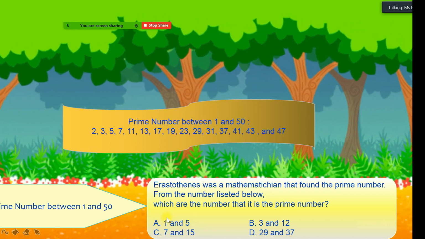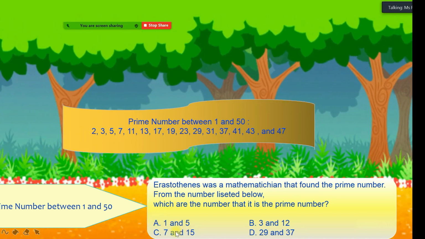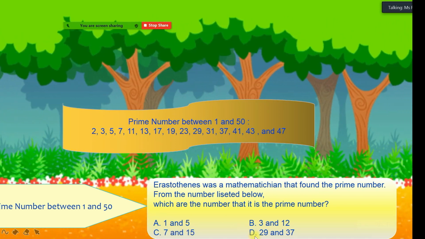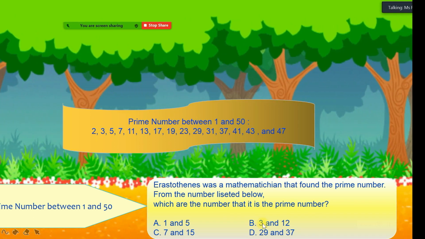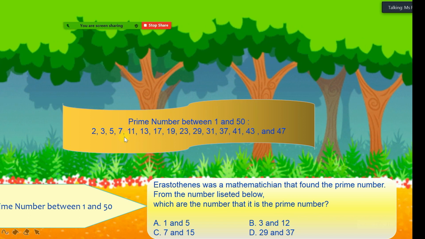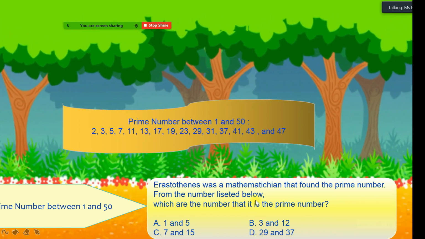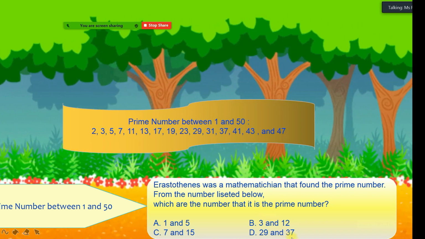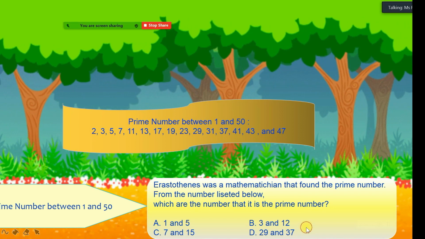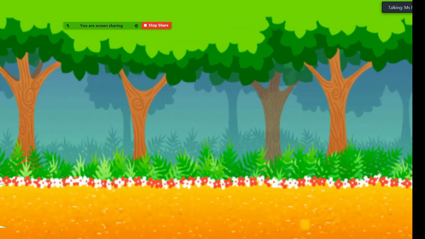1 is not a prime number, so A is not the answer. 7 and 15: 15 is not a prime number. 3 is a prime number. 12 is not a prime number. D, 29, yes. 37, yes. So the answer is D. Okay, the next.